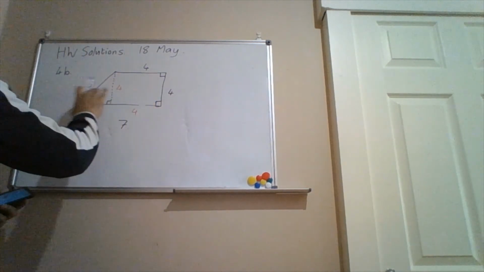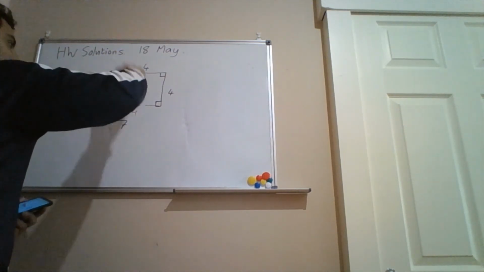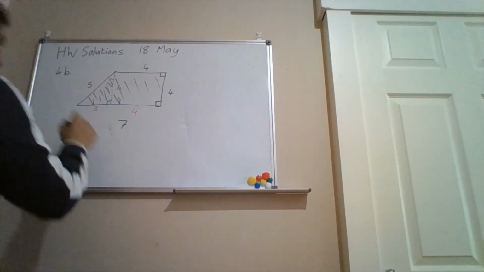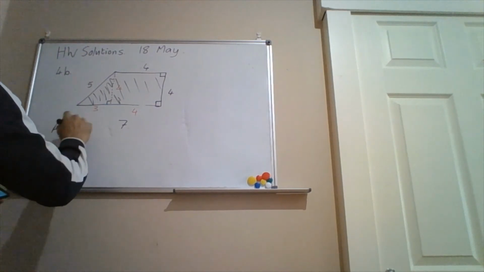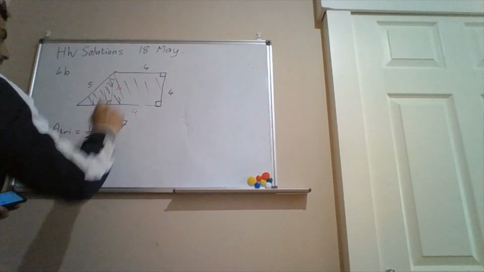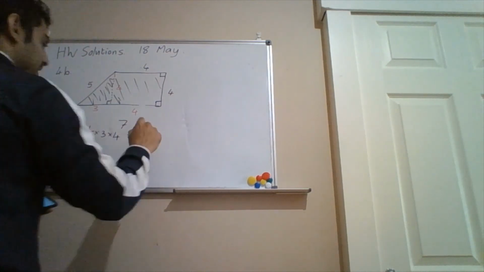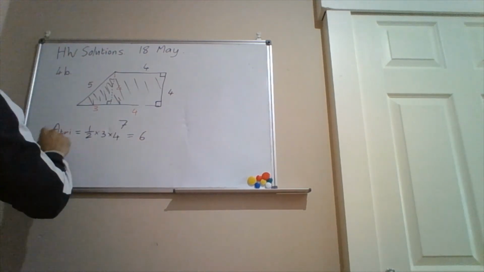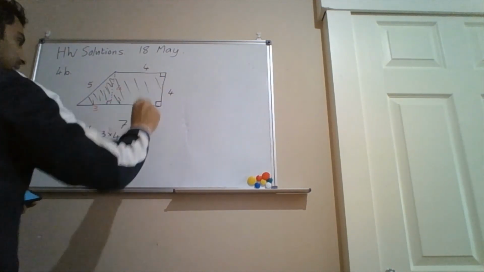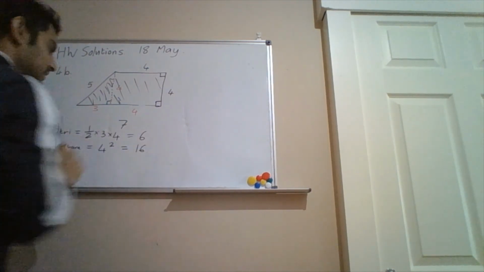So I'm going to calculate the area of the triangle, and then the area of the square, and I'm going to add them together, and I'll get the total area for this shape. Area of triangle equals a half times base times height. The value of our base is 3, and our height is 4. So we get 2 times 3, which is 6. The area of the square equals base times height, so it's going to be 4 times 4, which is 4 squared, 16.